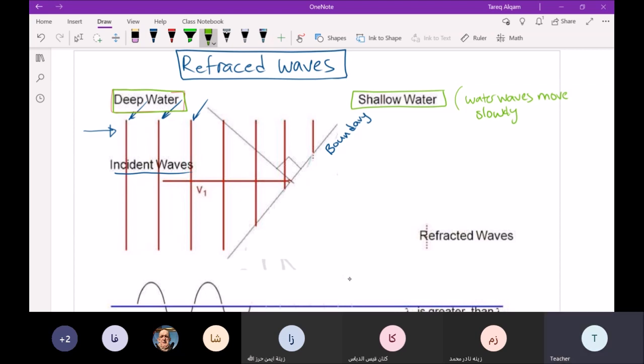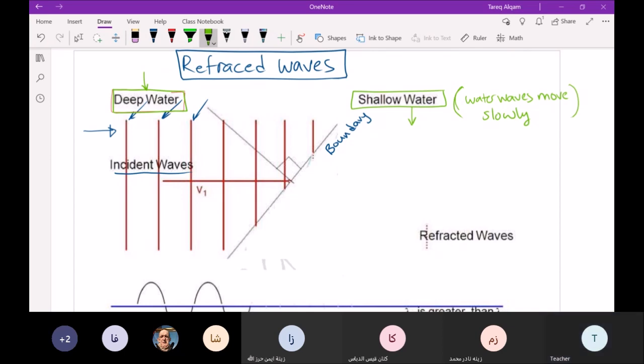The water waves move what? Slowly. Water waves move slowly in shallow water. So what does this mean? How can we draw now the refracted waves? Definitely the speed here will be different than here, and the speed in shallow water is different than the speed in deep water. As a result of that, listen to what I say: the wavelength and the speed will change.